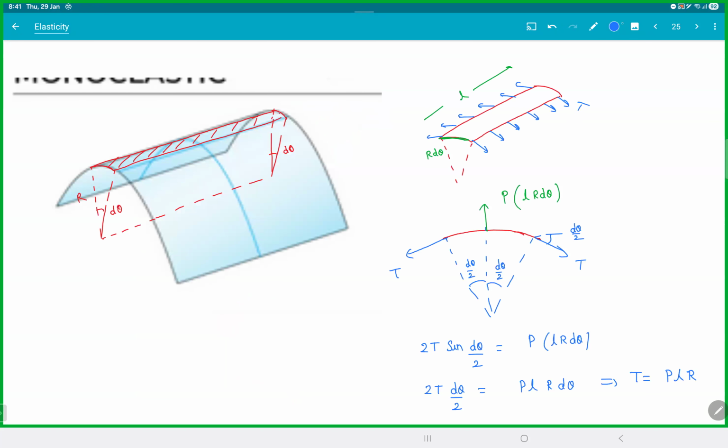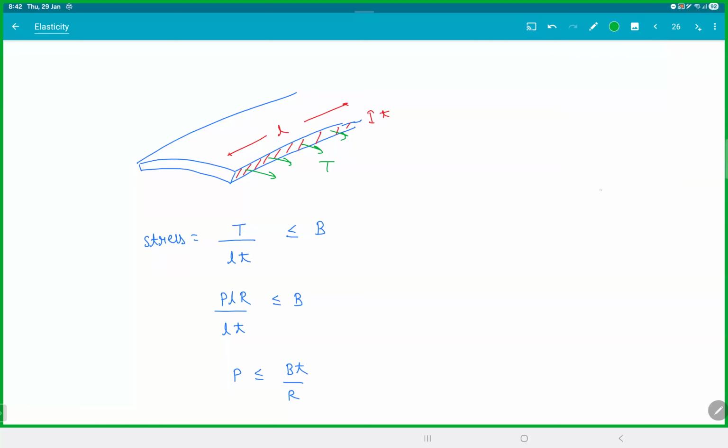So be careful. What is this area here? This is the surface area you're getting at. R d theta is this area. Because when you take pressure into area, this is your surface area. But when you take stress, tension by area, this is cross-sectional area. So you have to be careful which areas you're talking about. All will look like areas only.